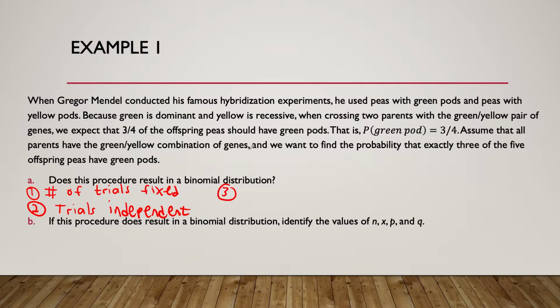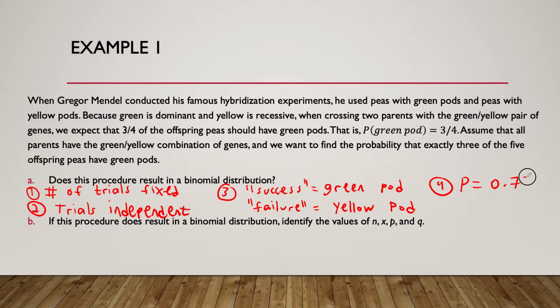For the third part, we want success and failure to be defined events for this. So when we have a success, that just refers to having a green pod. Likewise, failure, this is the yellow pod. For the fourth one, we need to have a fixed probability of success. In this case, that'll be that 3/4. So P will be 3/4, or written as a decimal, 0.75.